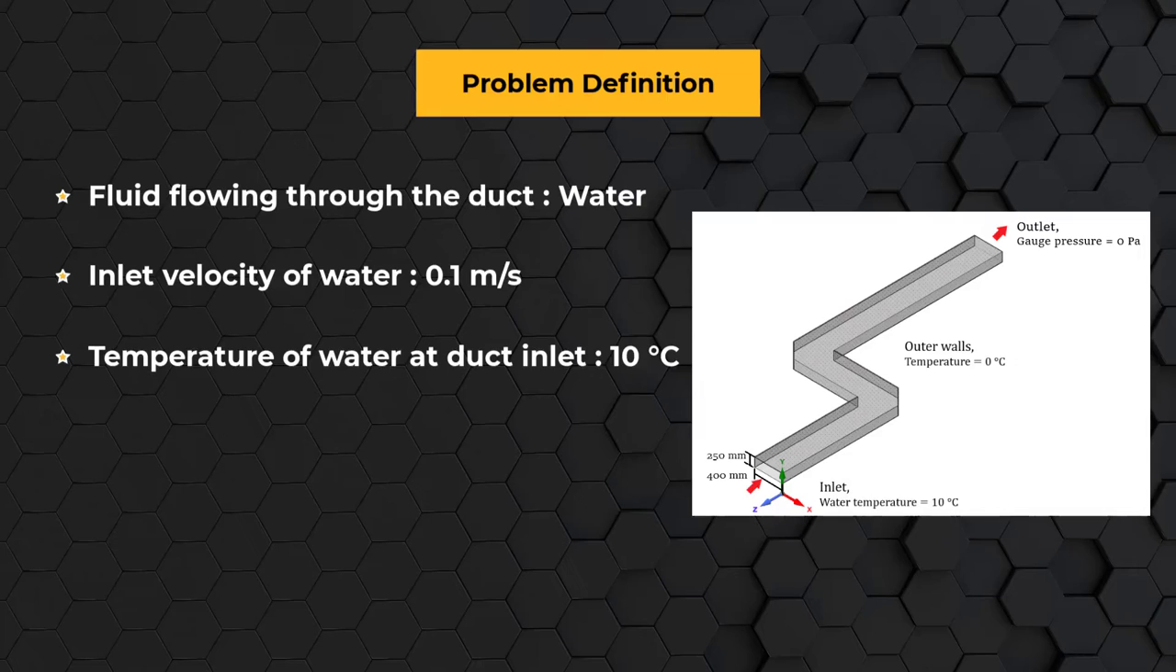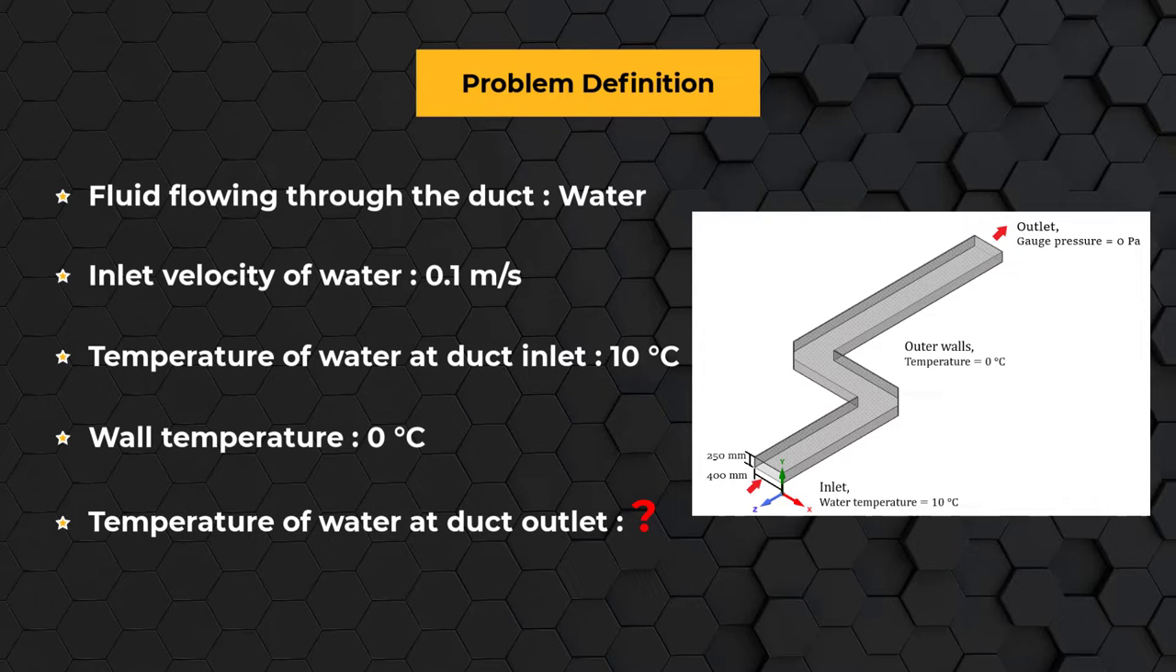We will assume that the outer walls of the duct are exposed to a cold environment such that the wall temperature is 0 degrees Celsius. We will evaluate the temperature of the water at the outlet in order to assess whether insulation should be added to prevent the water from getting too cold. We will be simulating only half a section of the problem by employing symmetry boundary conditions.